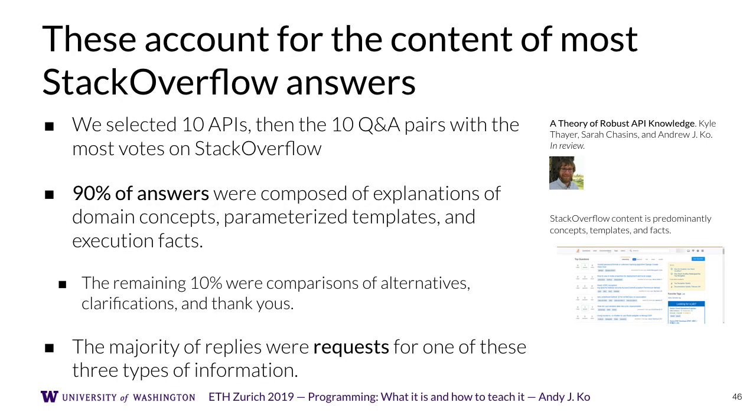Now, we've done a couple of studies of this. We found, for example, that we looked at 10 APIs and found lots of highly rated question and answer pairs on Stack Overflow and analyzed the content of the answers. And we found that 90% of the answers were composed of explanations of these three things: domain concepts, parameterized templates, and execution facts. That last 10%, they were things like comparing alternatives, clarifications to confusing language, and really just thank yous. So really the entirety of the content on Stack Overflow is one of these three types of things.